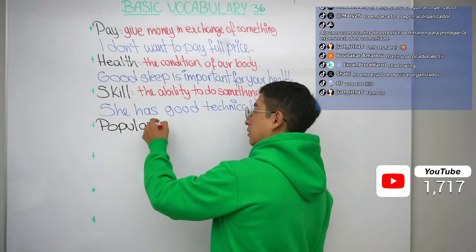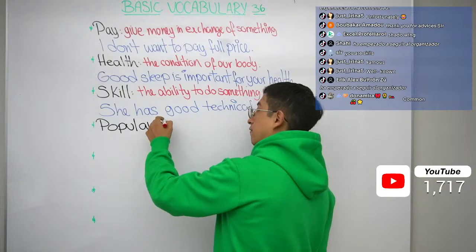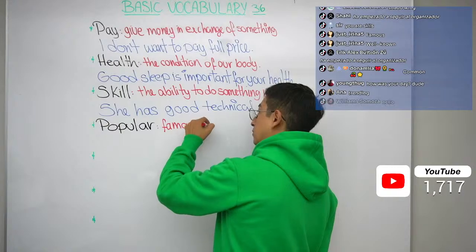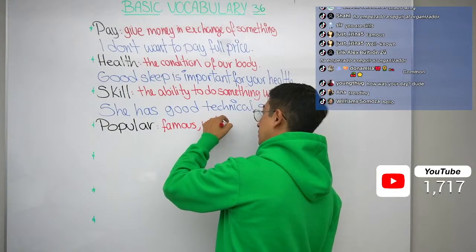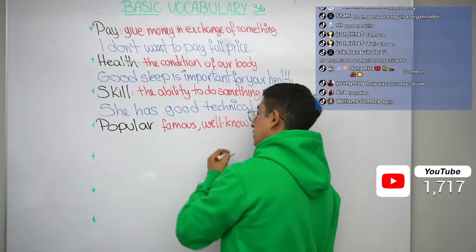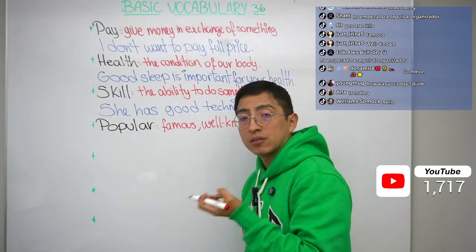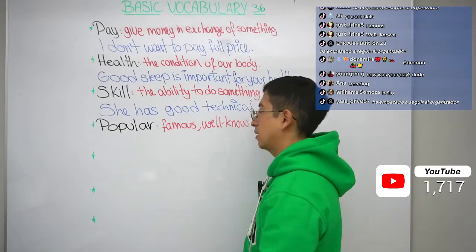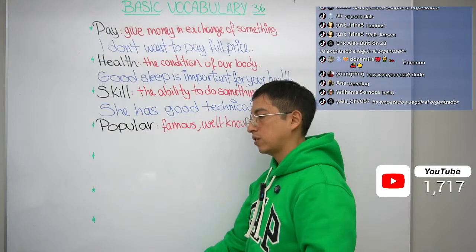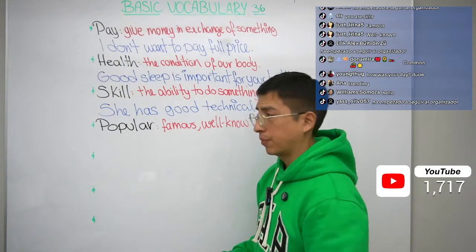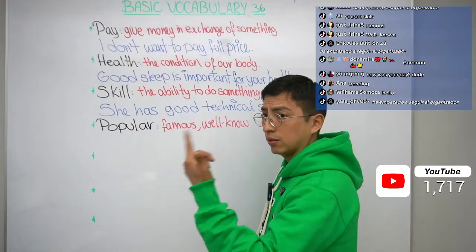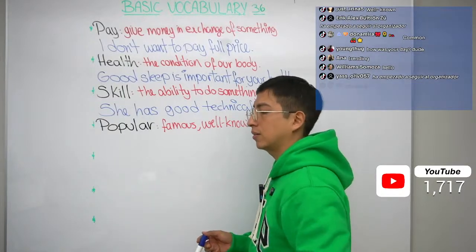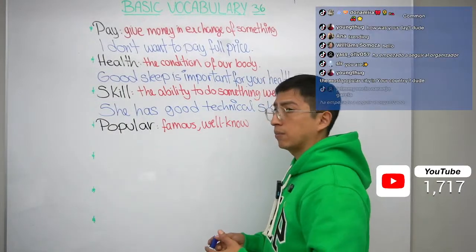Well, in this case, it's something that is famous, well known. A lot of people know about this, and accepted. Accepted by a lot of people. Yes, that is what we can consider something. When something is popular, it is famous, well known, and everybody or a lot of people accept it.